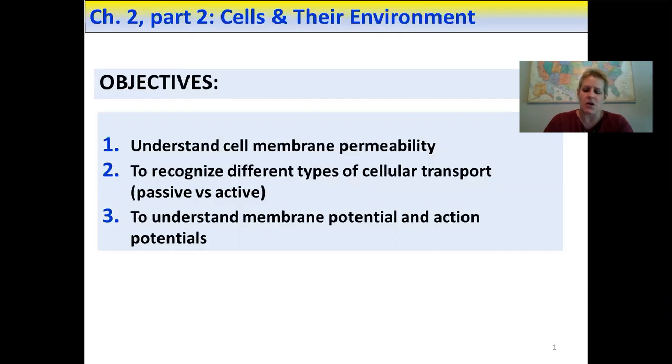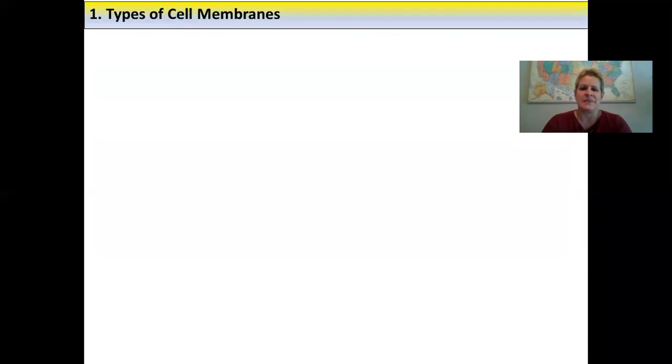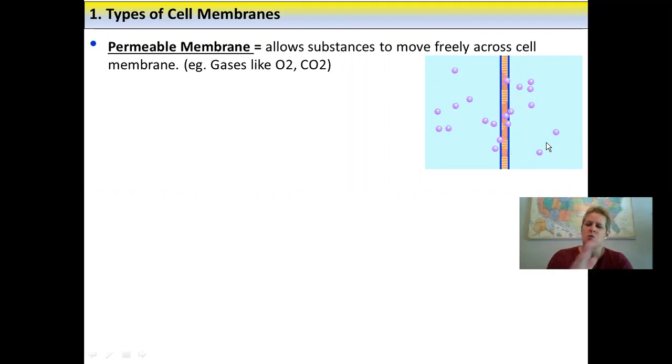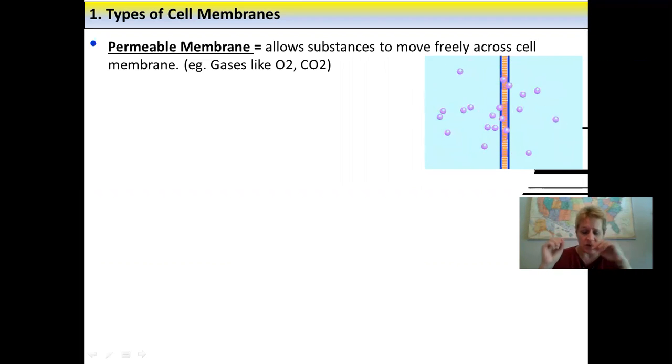Okay, but let's just talk about cell membranes. If you have a freely permeable membrane, substances will move across the membrane freely without channels or receptors or anything like that. It's kind of like there's no bouncer at the bar. The door's just wide open and you can go and come as you please, okay?